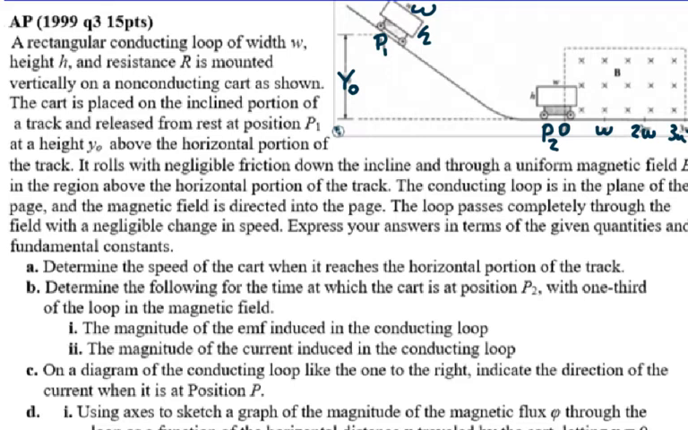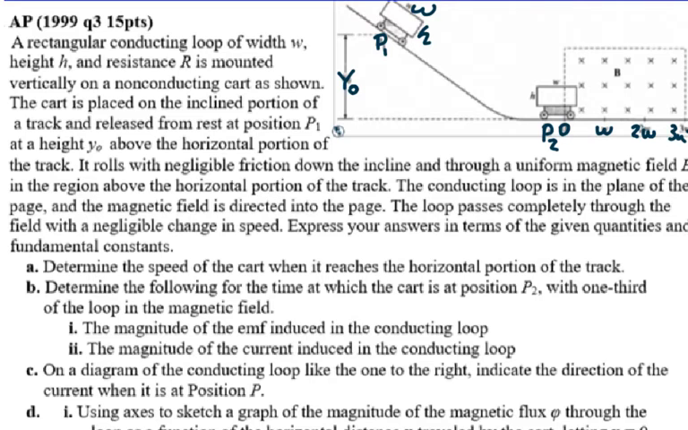They say that at point P1, at the height of y sub 0 above the horizontal portion of the truck, it rolls with negligible friction down the incline and through a uniform magnetic field B in the region above the horizontal portion of the truck. The conducting loop is in the plane of the page, and the magnetic field is directed into the page. The loop passes completely through the field with a negligible change in speed. Express the answers in terms of the given quantities and fundamental constants.